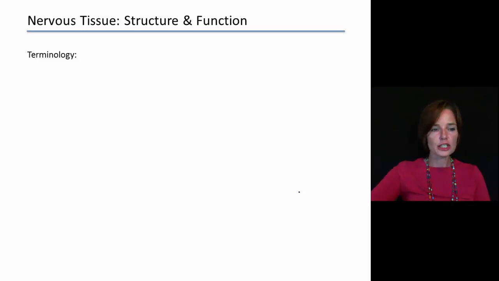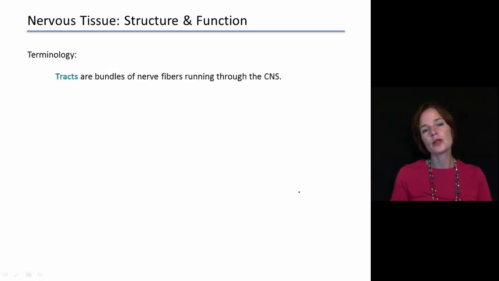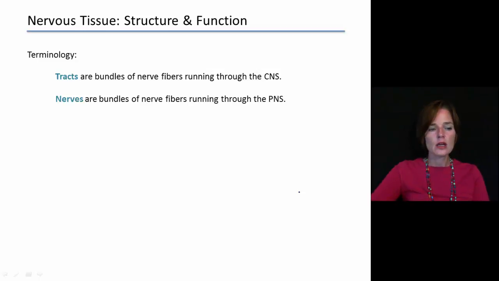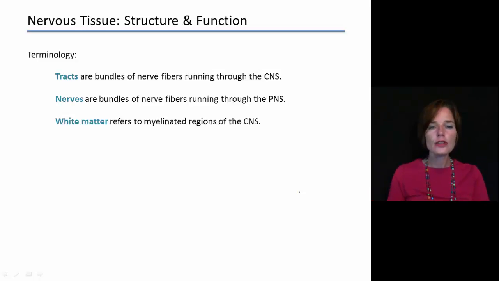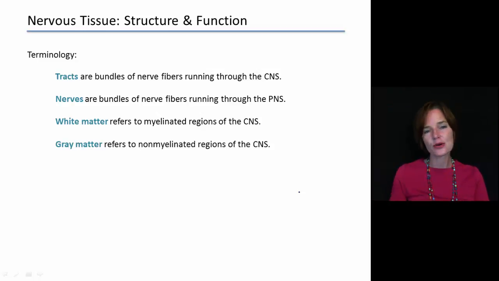If we talk some terminology, first off, tracts. When we use the word tracts, these are going to be bundles of nerve fibers. These bundles of nerve fibers are going to be running throughout the CNS, so that's the central nervous system. The nerves themselves are bundles of nerve fibers, and those bundles of nerve fibers run through the peripheral nervous system, or the PNS. The white matter refers to myelinated regions of the central nervous system, and then the gray matter is going to refer to the non-myelinated regions of the central nervous system.